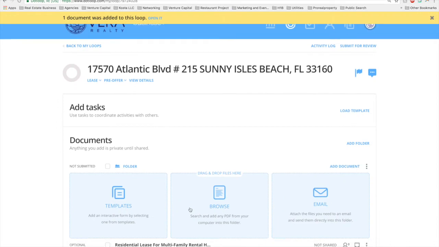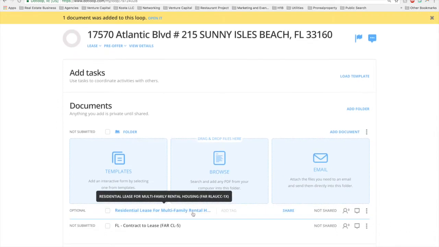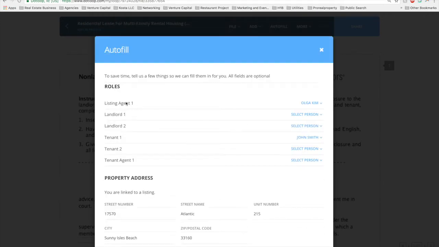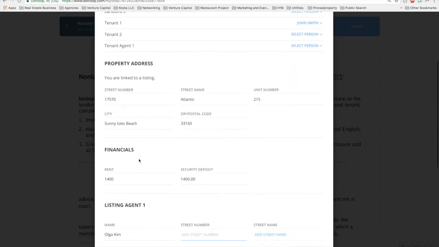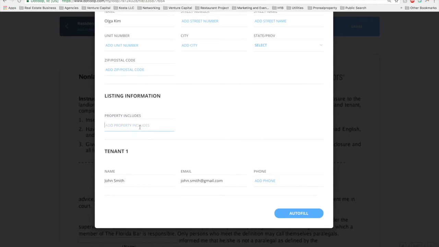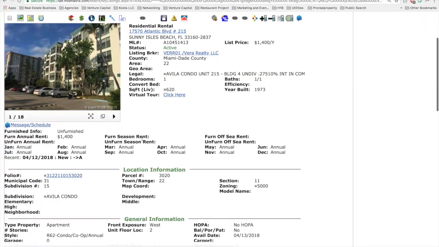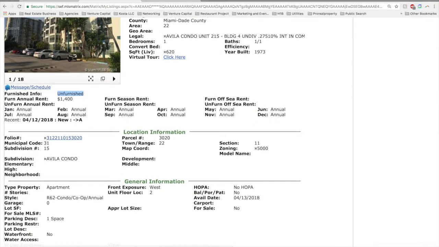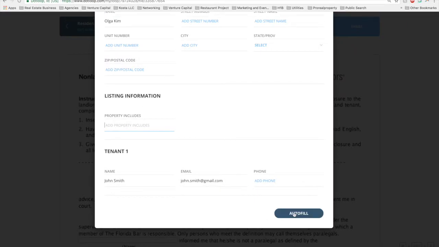okay. Then we have this file here in our loop, so click on it to open it up. Then we can pre-fill some of the information. So we have information on listing agent, tenant is John Smith, the property address, financial, the amount of rent, security deposit, listing information. Property includes nothing, so it's unfurnished, so there's no furniture to be stated, and we can click autofill.